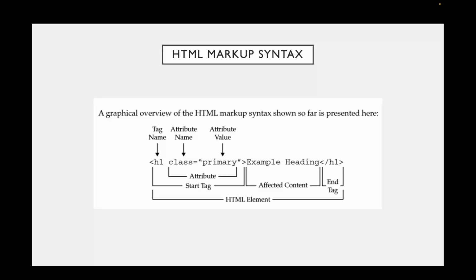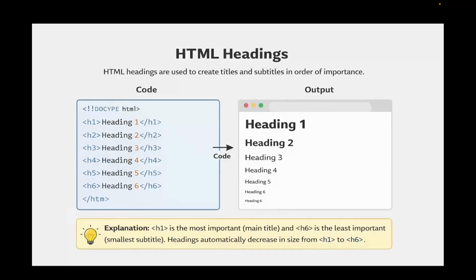And this is the HTML markup syntax, a graphical overview of the HTML markup syntax that includes the tag name and attribute. Attribute includes attribute name as well as value. It is like a name-value pair. For every HTML element, there will be an opening tag and closing tag, and we will mention some attributes within it, and there will be some content. So tag, attribute, content, and with closing tag. So these are the overall HTML element.